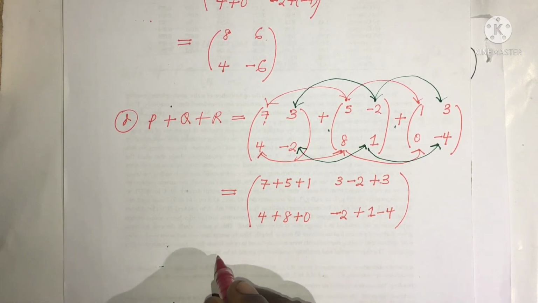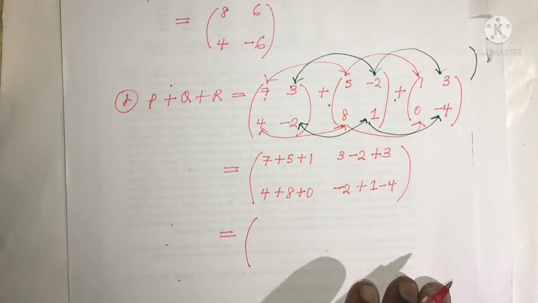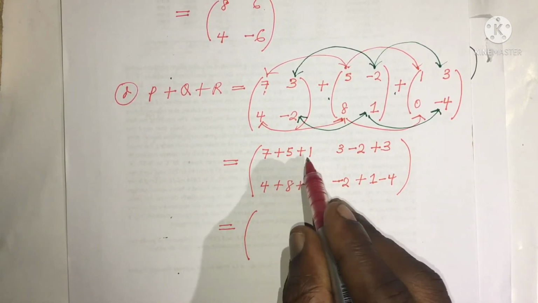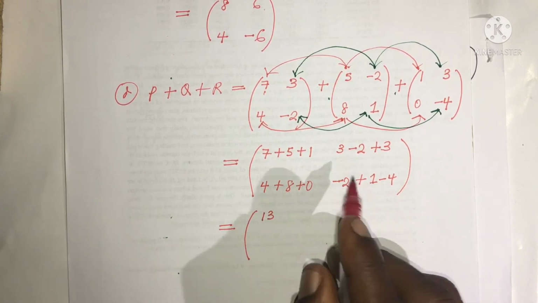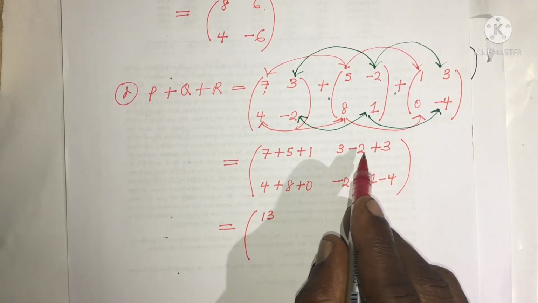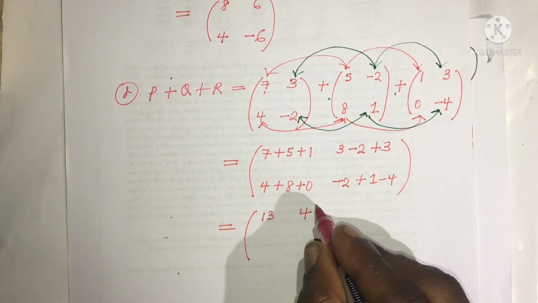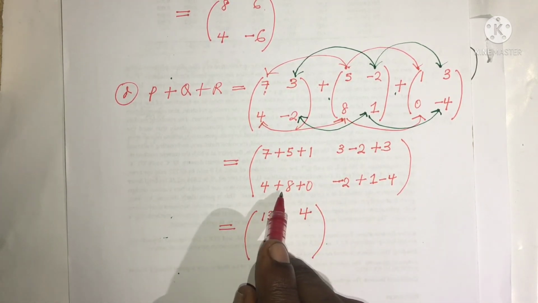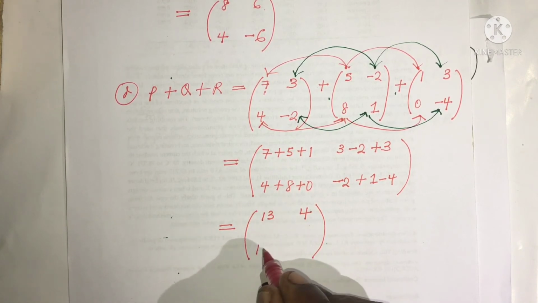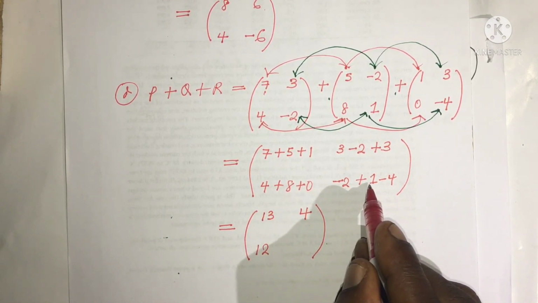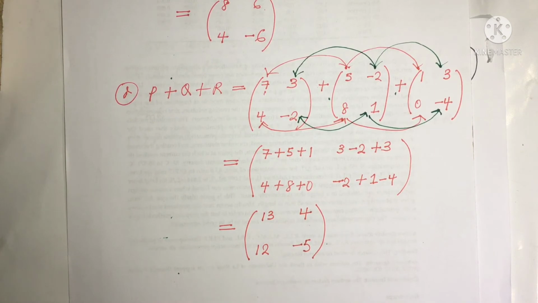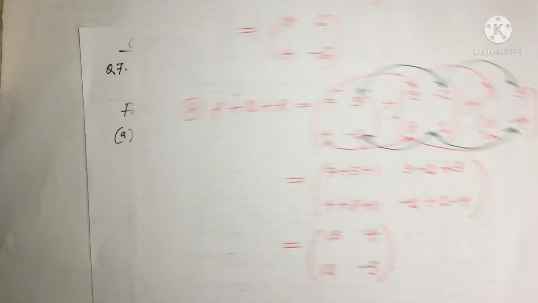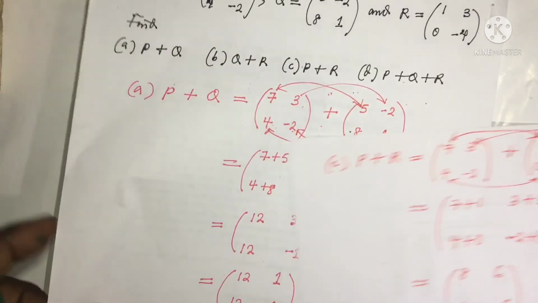Now, if you simplify, 7 plus 5 is 12, 12 plus 1 is 13. 3 minus 2 is 1, 1 plus 3 is 4. Then 4 plus 8 is 12, 12 plus 0 is still 12. Minus 2 plus 1 will give you minus 1. Minus 1 minus 4 will give you minus 5. So that gives us the solution to that problem, and that ends our problem 7.